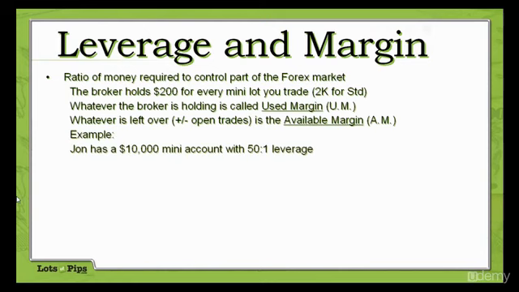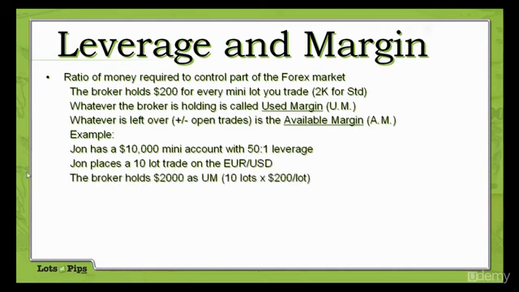All right, so here's an example. Let's say John has a $10,000 mini account with 50-to-1 leverage. John places a 10-lot trade on a standard account. Oh, this is a mini account. A 10-lot trade on the US dollar euro. For every lot they're going to hold $200, so for 10 lots, he's going to hold $2,000. The broker's going to hold $2,000 of his $10,000 account.